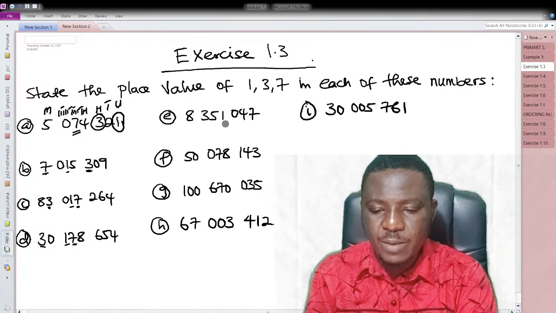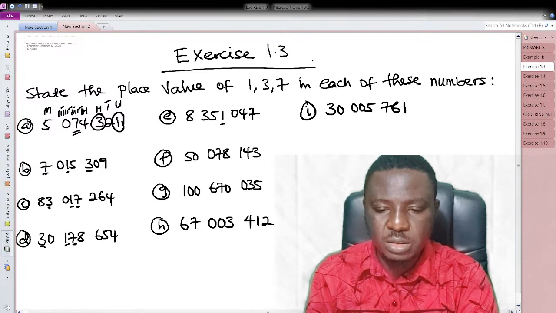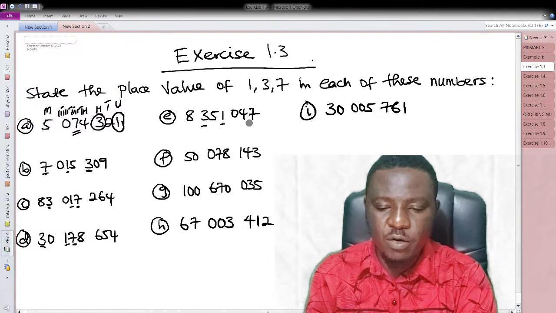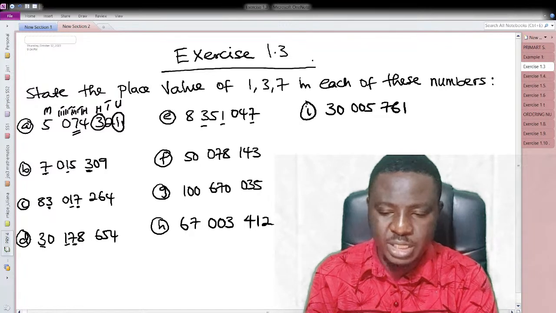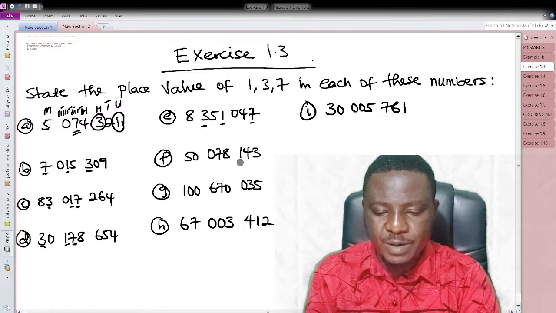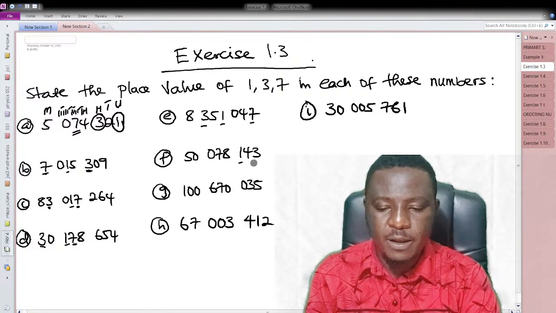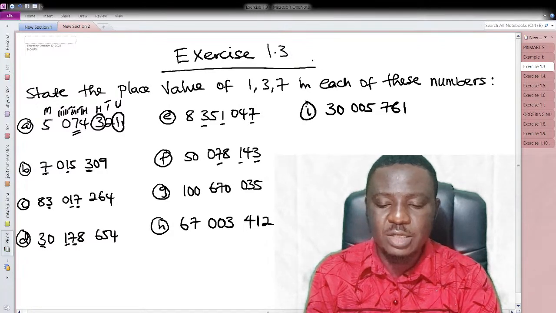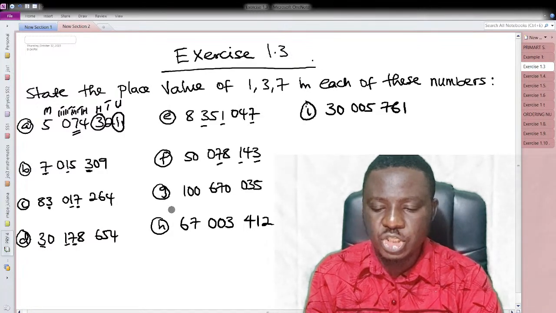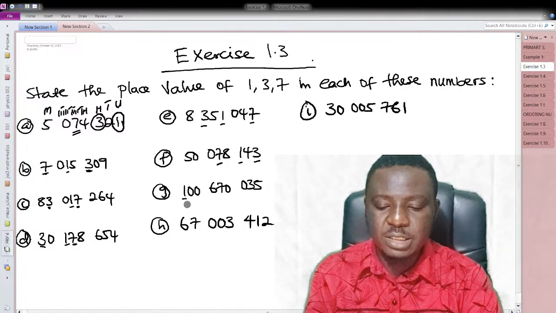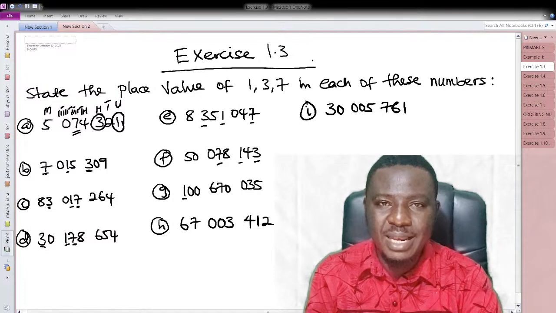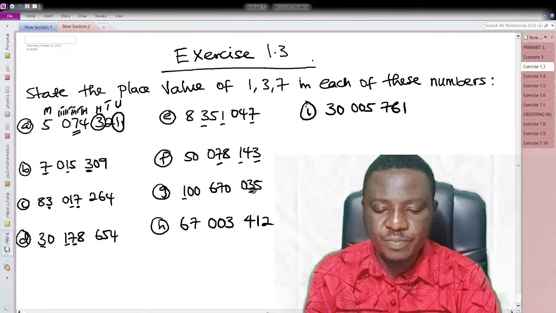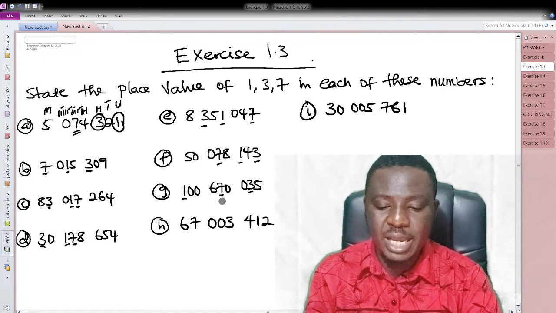In E, the place value of 1 is said to be 1,000, the place value of 3 is said to be hundreds of thousands, and the place value for 7 is said to be unit. F, the place value for 1 is said to be 100, place value for 3 is said to be unit, place value for 7 is said to be tens of thousands. G, the place value for 1 is said to be hundreds of million. Place value for 3 is said to be tens, and the place value for 7 is said to be tens of thousands.